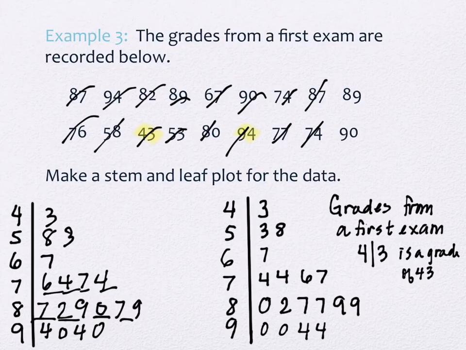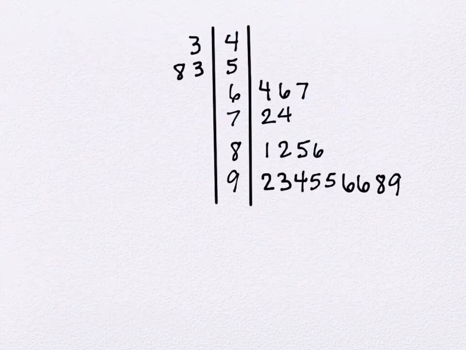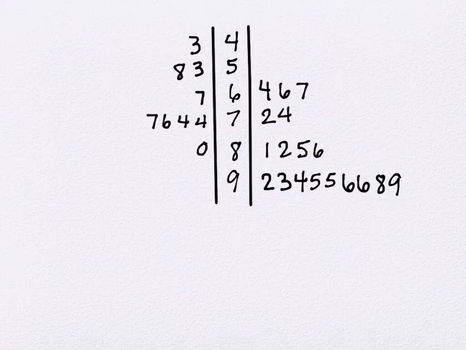Then we had 67, 74, 4, 6, and 7. We have an 80. And an 82, and a 7, 7, 9, and 9. And then in the 90s, we have 2 zeros and 2 4s.